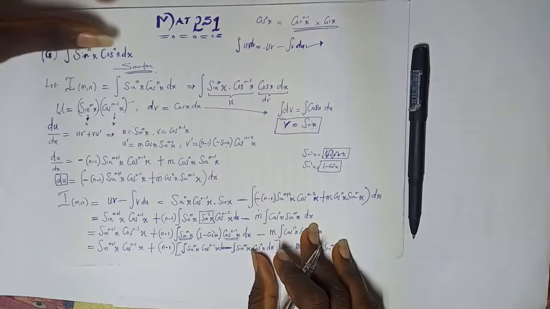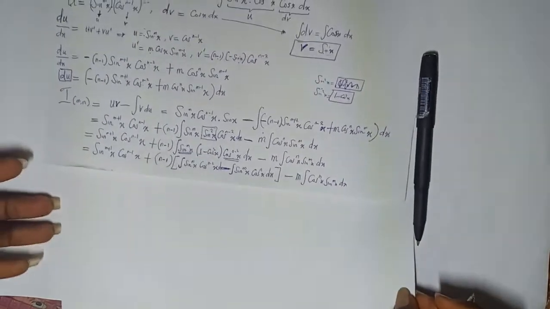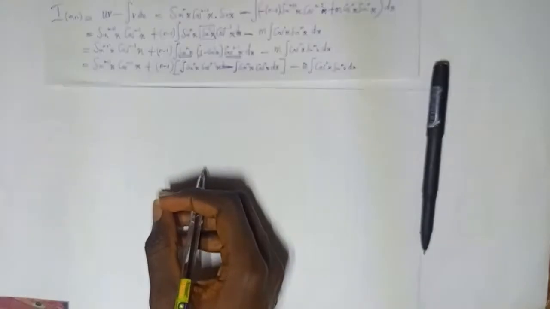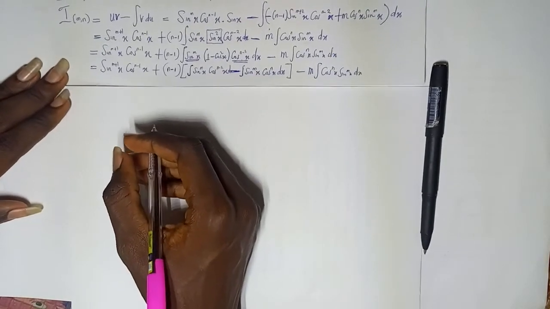So you need to do this gradually. You don't have to skip steps. Just do it one after the other. You get the concept clearly.